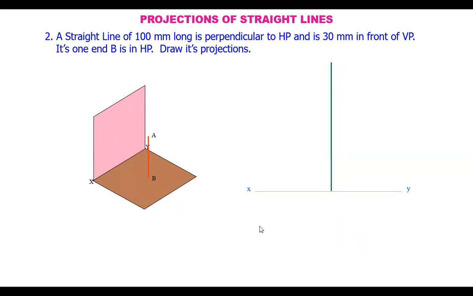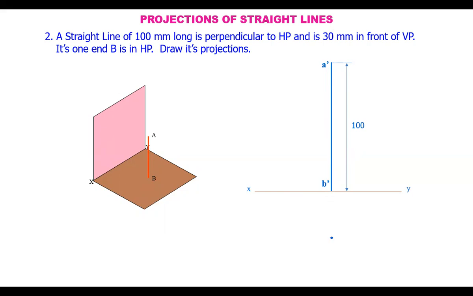Point B, when seen in the front view, is obtained on the reference line. So we can start a line here on the reference line and mark a length of 100 mm here. This point will be B dash, the front view. This is the true length of the line, from A dash to B dash. This is the front view of the line AB.